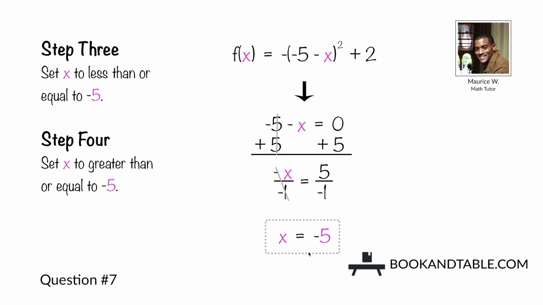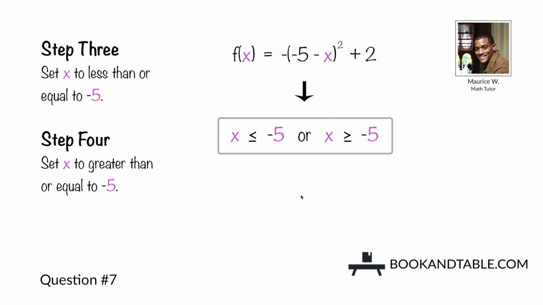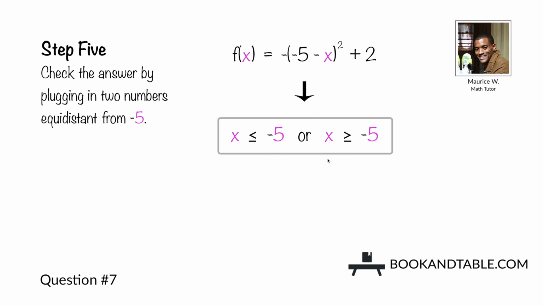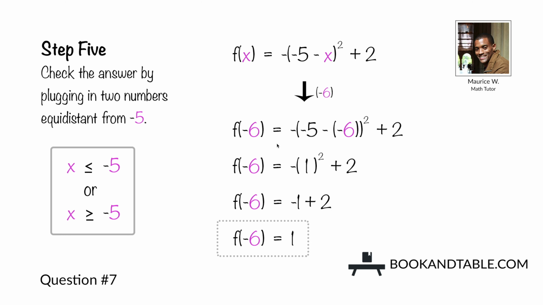So step 3, we want to set x to less than or equal to negative 5. And step 4, we want to set x to greater than or equal to negative 5, showing us f of x can be restricted for x is less than or equal to negative 5, or x is greater than or equal to negative 5. And now we can check the answer by plugging in two numbers equidistant from negative 5. So we'll go 1 below to negative 6, and then we'll go 1 up to negative 4.